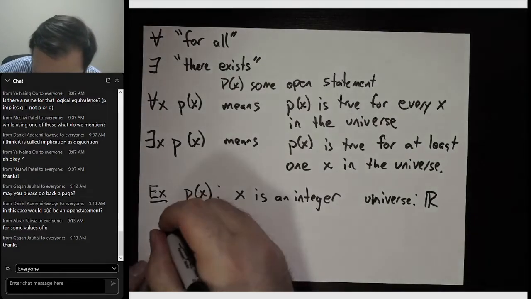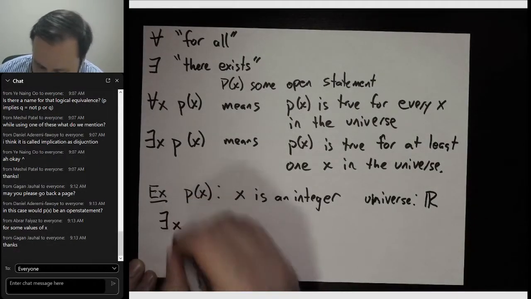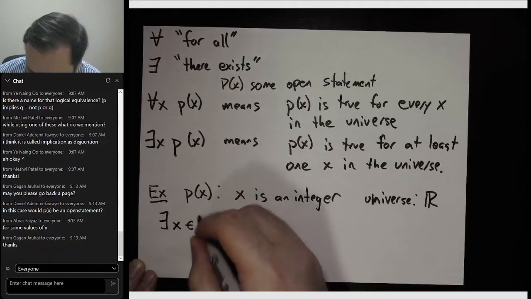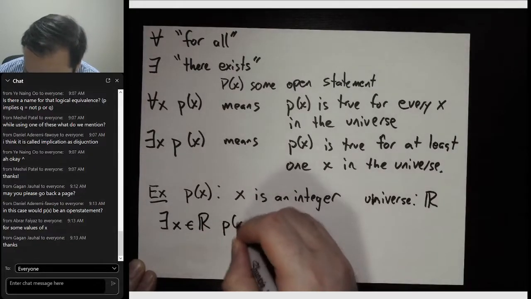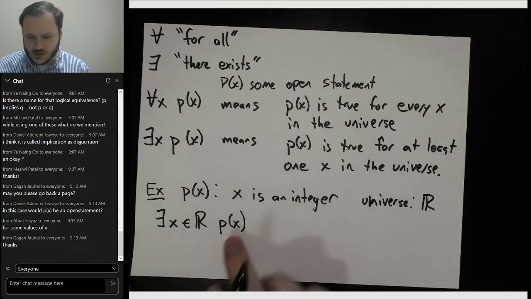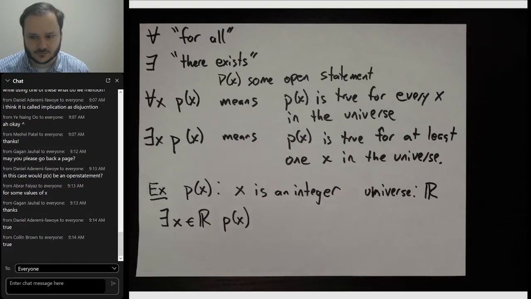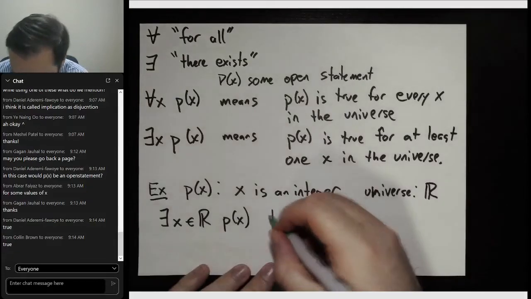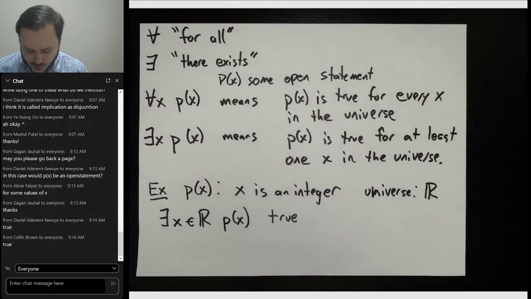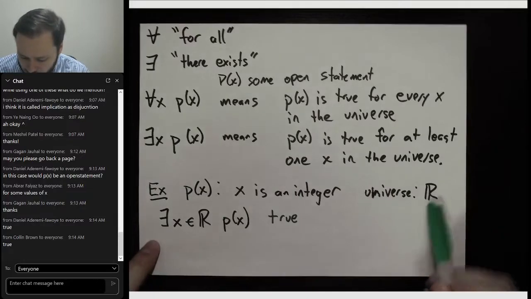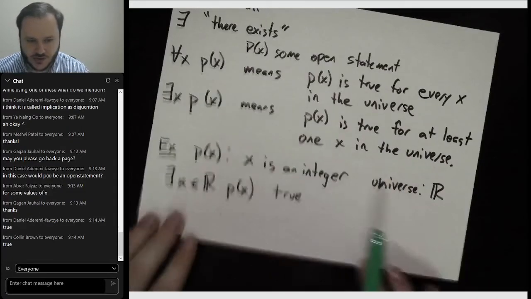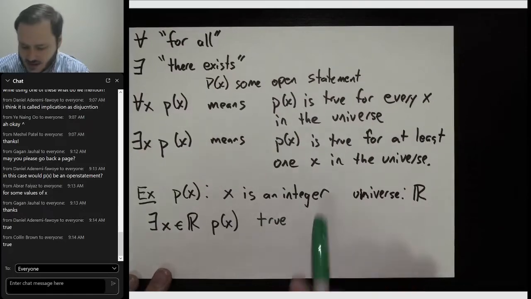So is it true that there exists a value of x in the real numbers such that x is an integer? Is this true or false? True. Good. This is a true statement. There is at least one real number that is an integer.